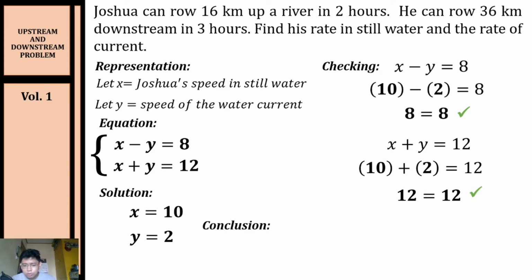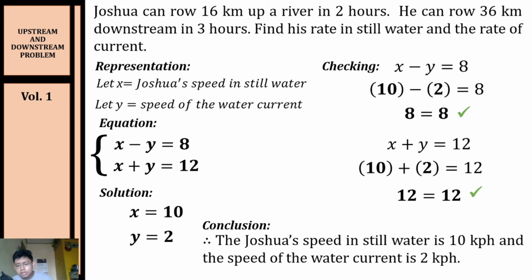So we can now conclude that Joshua's speed in still water is 10 kilometers per hour and the speed of the water current is 2 kilometers per hour.